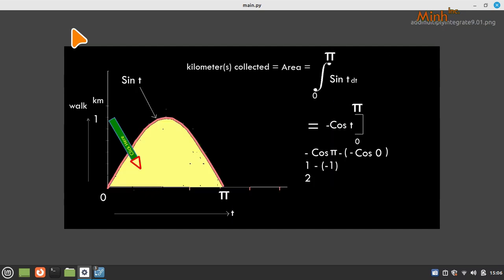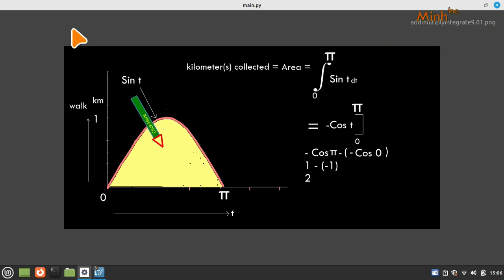What about sin t? Now a person is walking and he reaches the apex here, meaning maximum speed, then he is decelerating. He is reducing his speed and at pi his speed is 0. How much distance has he traveled?